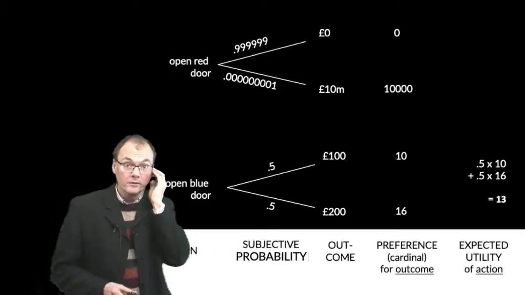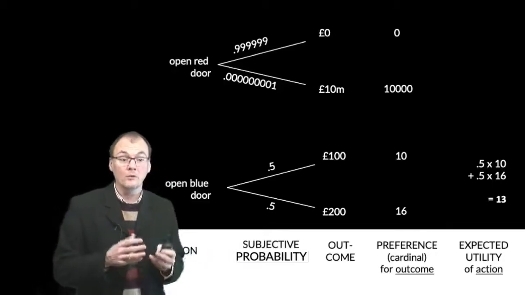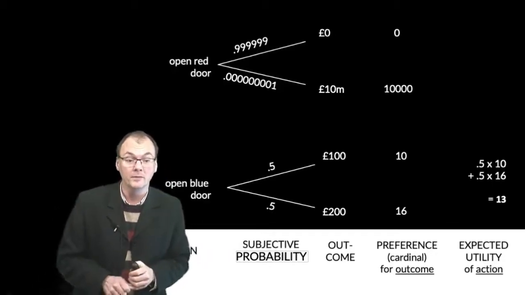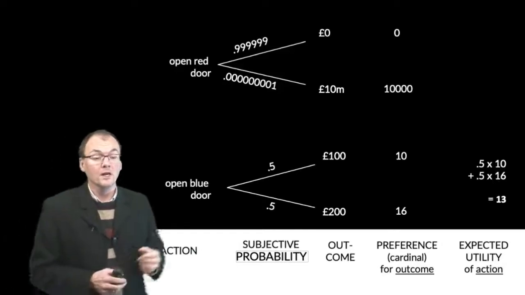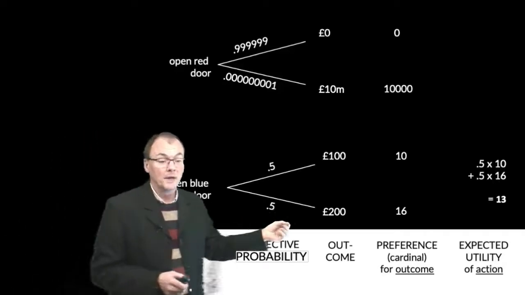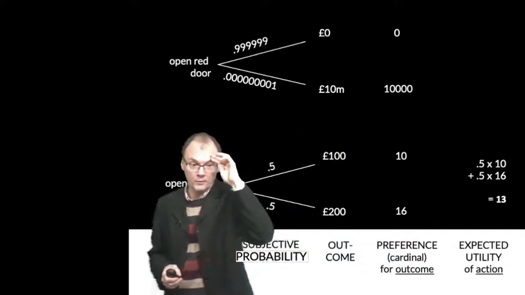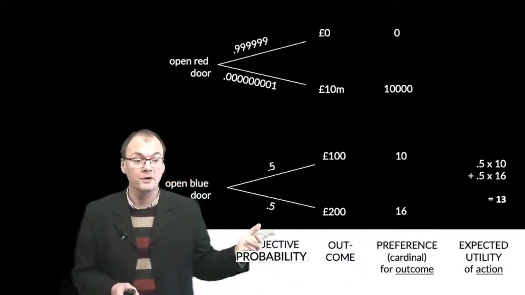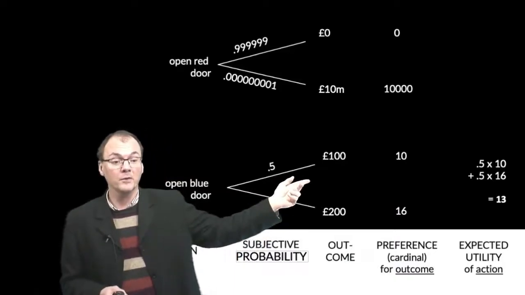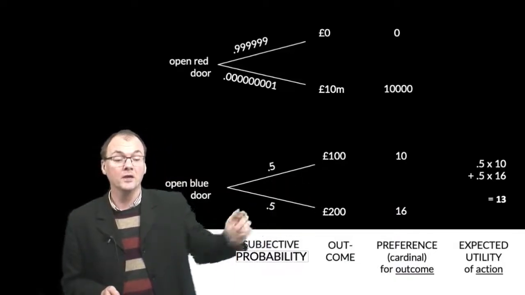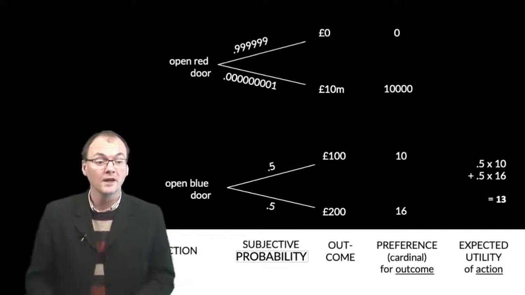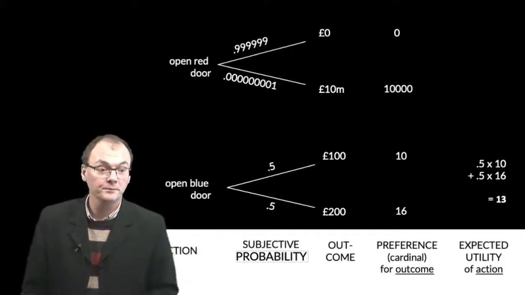Well, one way to think about that question, not the only way, is to think, what would be the expected utility of the action? To calculate the expected utility, we multiply the probabilities by the preferences that you have. So in this case, we think that there are 13 units behind opening the blue door.